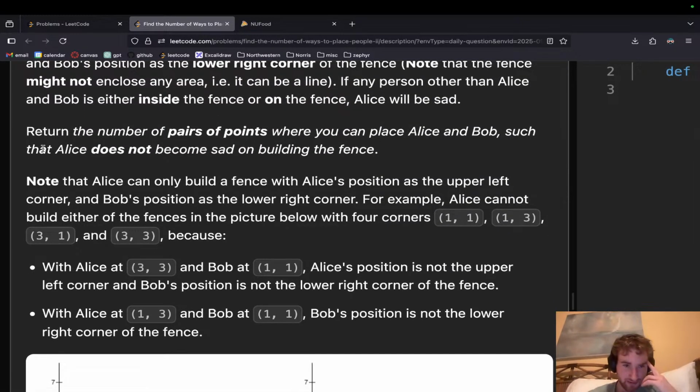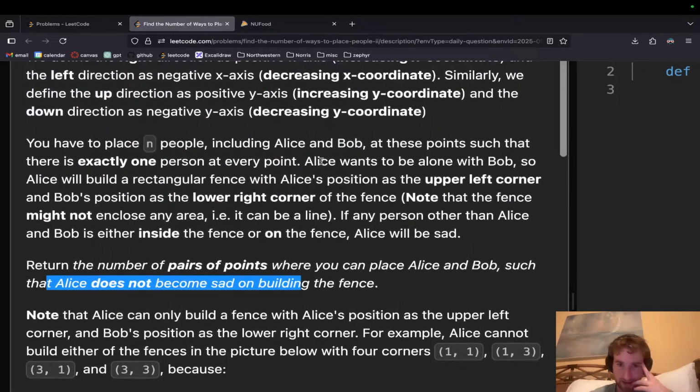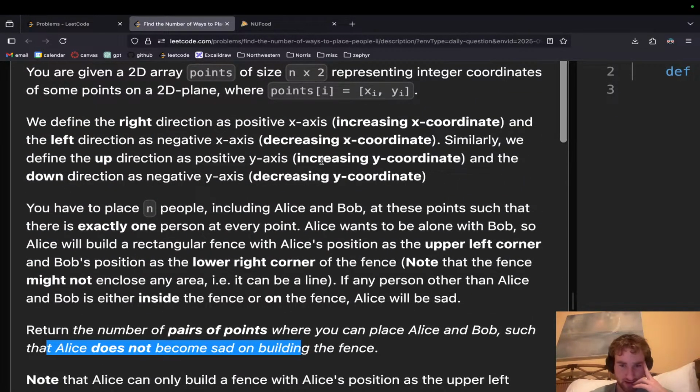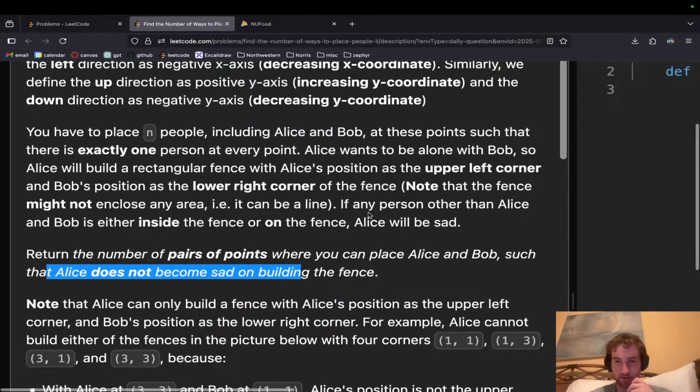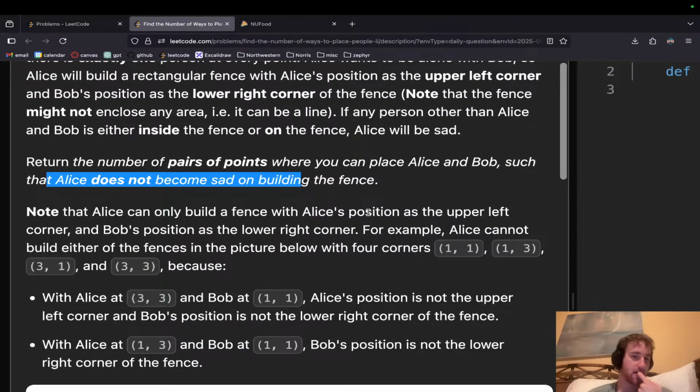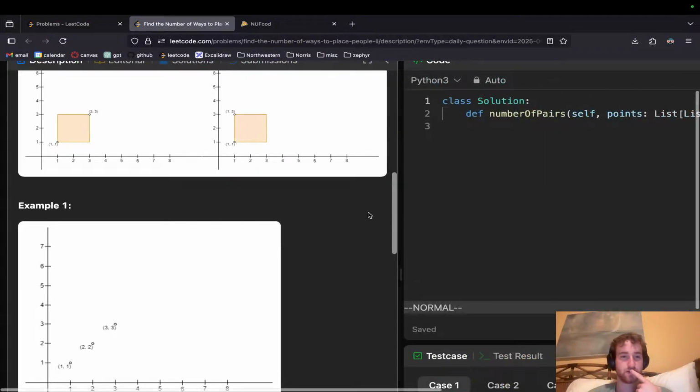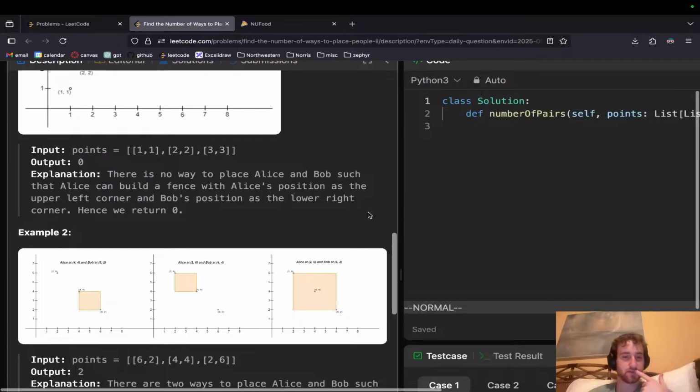Okay, so what does it mean for Alice to become sad? If any person other than Alice and Bob is either inside the fence or on the fence, Alice will be sad. Note that Alice can only build a fence with Alice's position as the upper left corner and Bob's position as the lower right corner. Wait, so how is this different from last time?